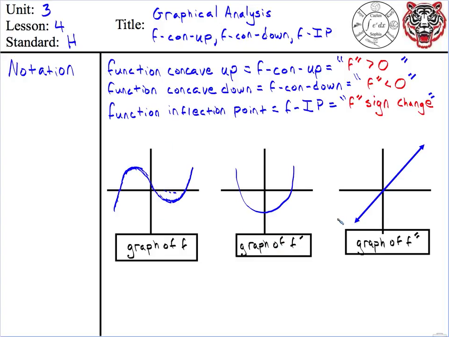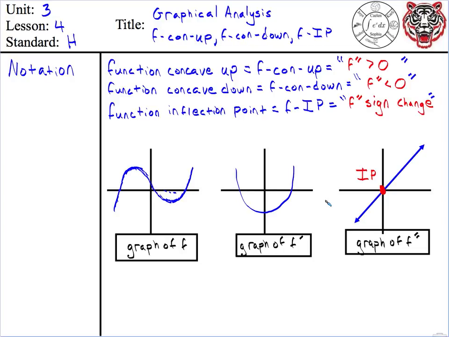So where is my inflection point? Again, f double prime has a sign change, so it's easiest to see in the graph of f double prime. Do you see where it changes sign from a negative double prime to a positive double prime? Yeah, it crosses the x-axis. Yeah, exactly. It's right there. So right here, we can label that IP, inflection point. The point of inflection.